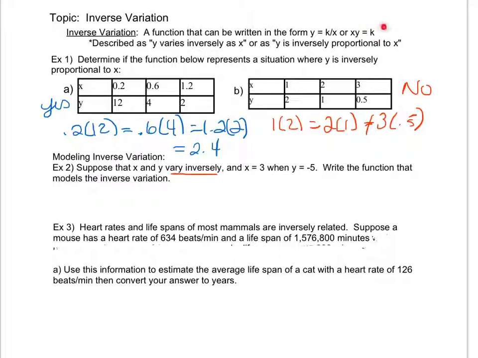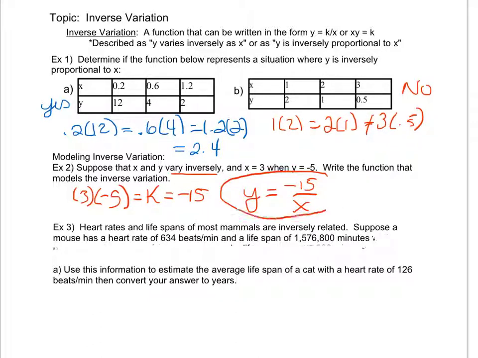Well, all I need for my function is my k. Notice I can find my k by doing x times y. So I'm going to go ahead and say x times y equals my k, which I can see as negative 15. So I'm going to go ahead and say y equals negative 15 over x. This equation here is going to be the model that represents my given information.